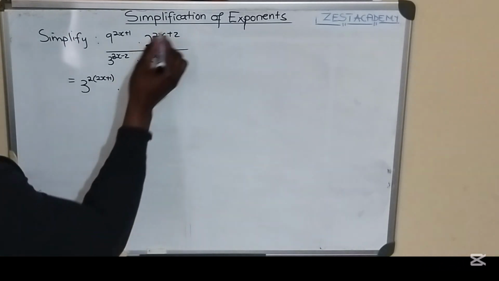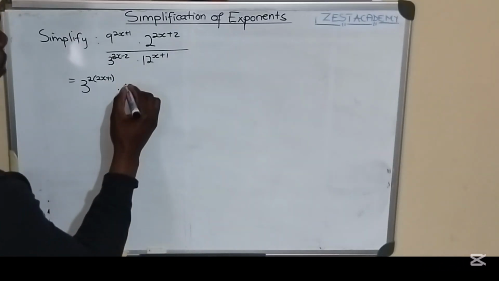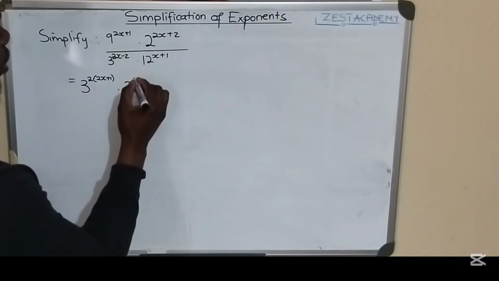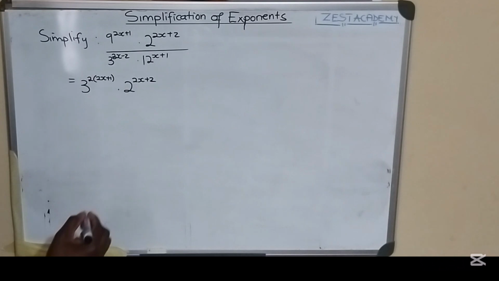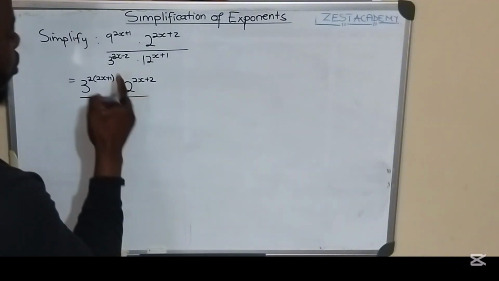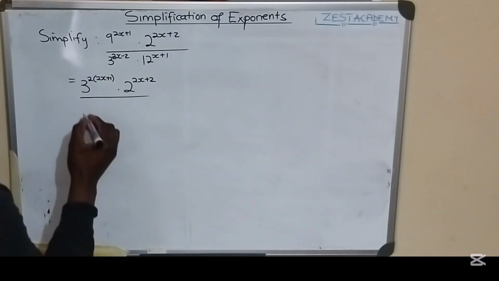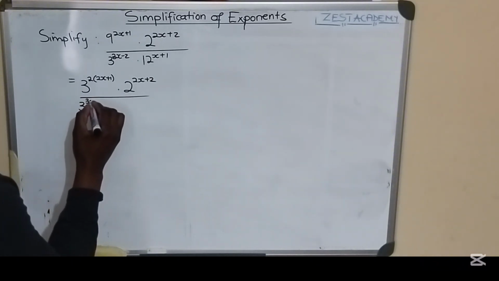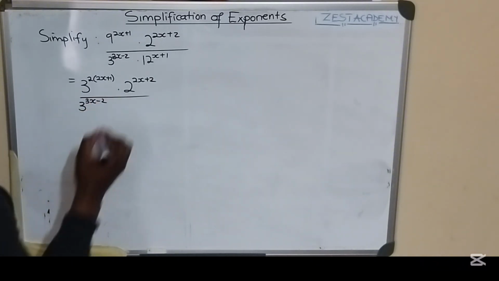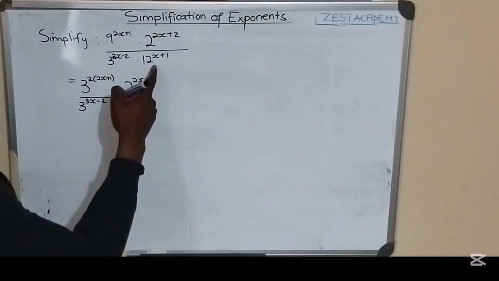Then I have 2, there's nothing I can do, it's going to be 2 times 1. So I can write this as 2, I can just retain that, 2x plus 2. Then at the bottom, I also have 3. There's nothing I can do, I can just write that as 3 to the power of 3x minus 2.